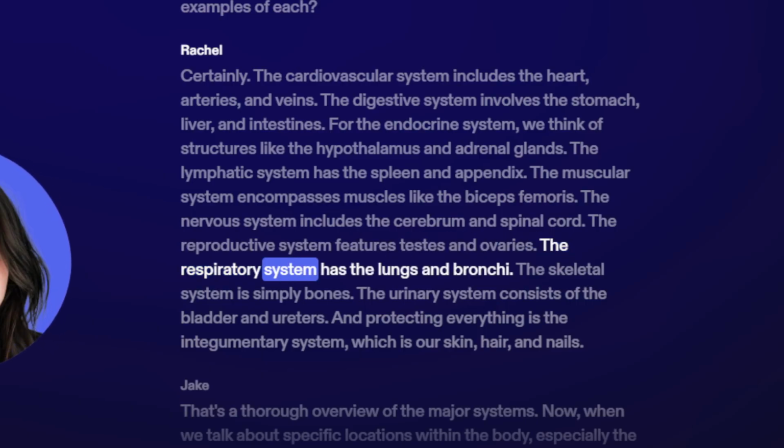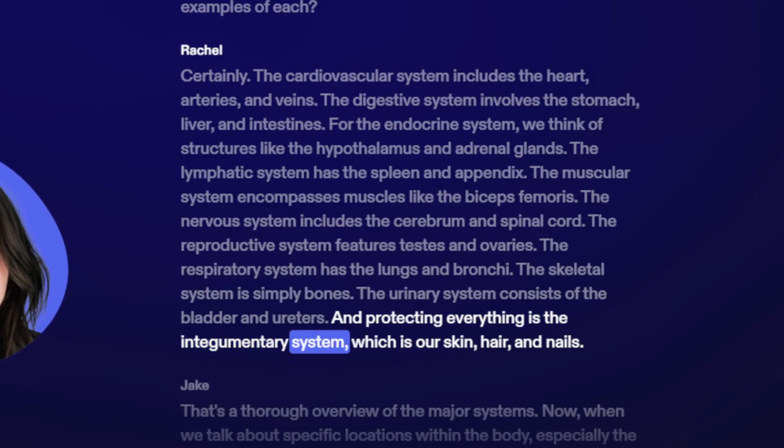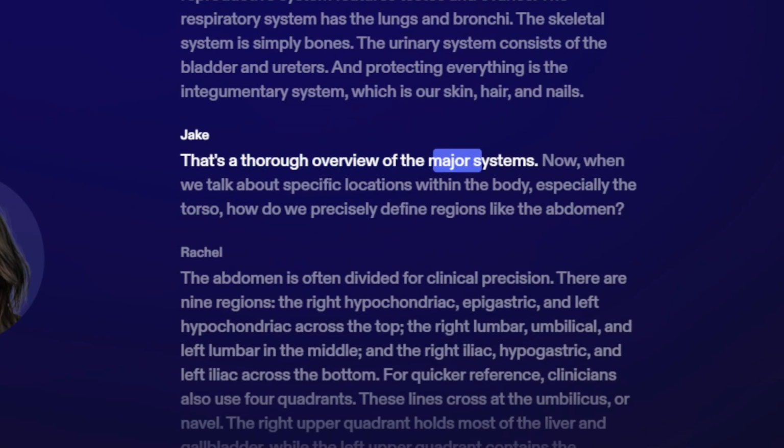The respiratory system has the lungs and bronchi. The skeletal system is simply bones. The urinary system consists of the bladder and ureters. And protecting everything is the integumentary system, which is our skin, hair, and nails. That's a thorough overview of the major systems.